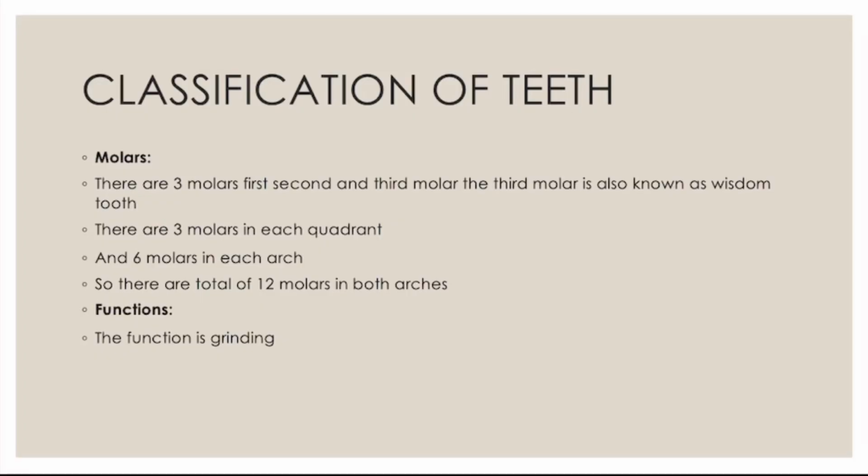There are 3 molars: first molar, second molar and third molar. The third molar is known as the wisdom tooth, and it is missing in most people, but some people do have wisdom teeth. So there are 3 molars in one quadrant and 3 in the other. There are 6 molars in the maxillary arch as well as 6 in the lower arch, which makes a sum of 12. So there are 12 molars in the human mouth, and the function of the molar is grinding, as they are the strongest teeth and have a large number of roots compared to other teeth.